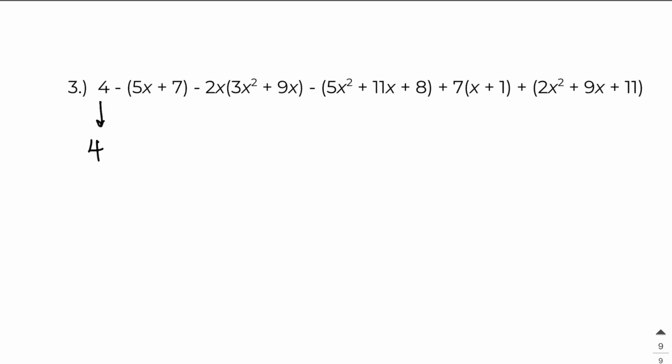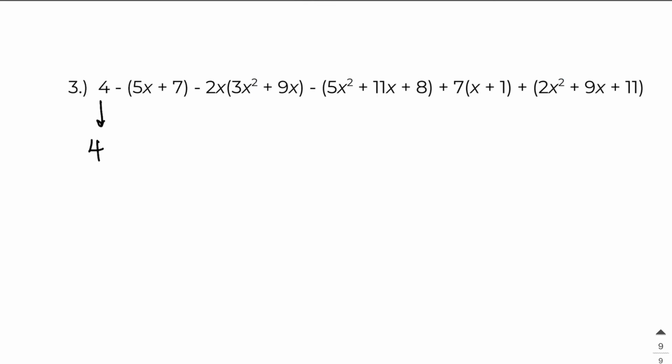Okay, a lot of people will try to distribute the 4 through to the 5x plus 7, but I can't do that when the 4 is not connected to the 5x plus 7. So here it is, so I'd be allowed to do it. But because of this minus sign, I cannot do that.